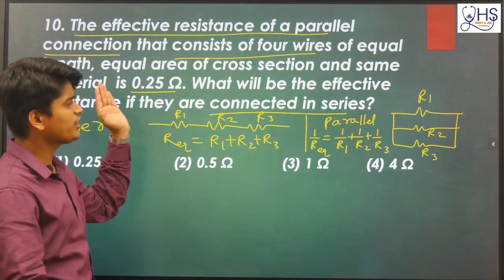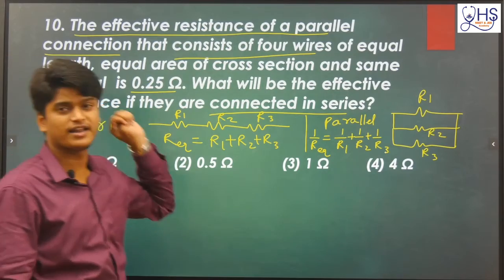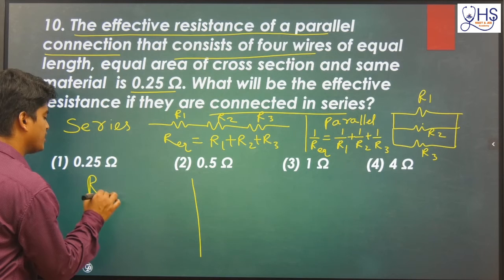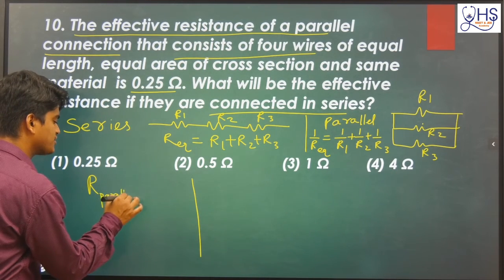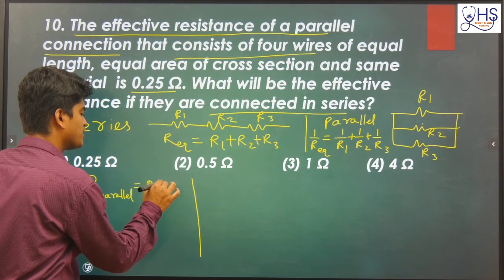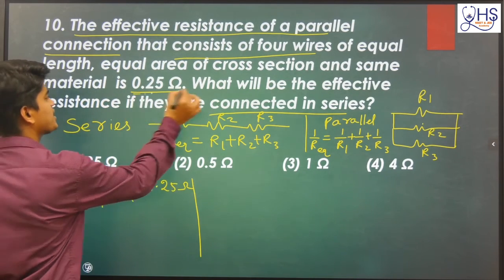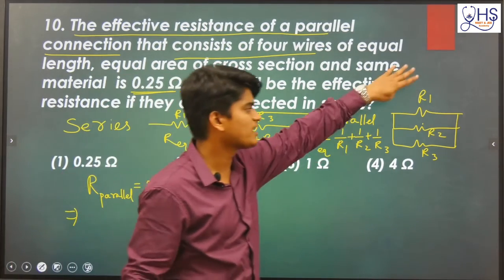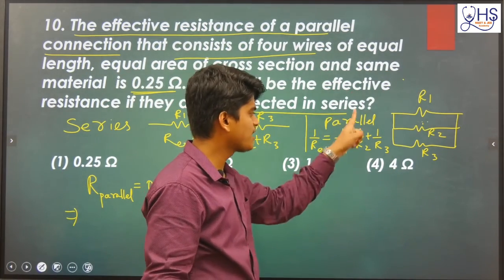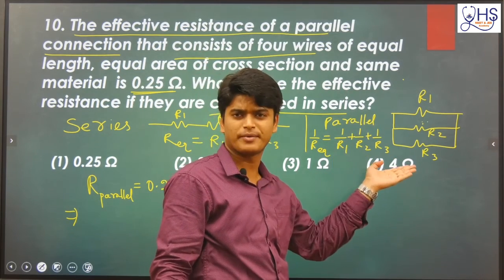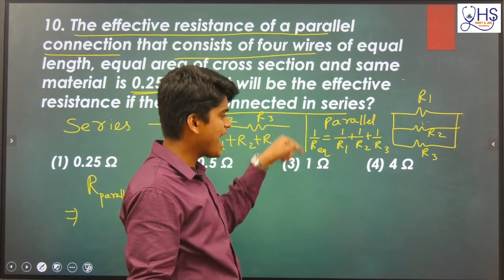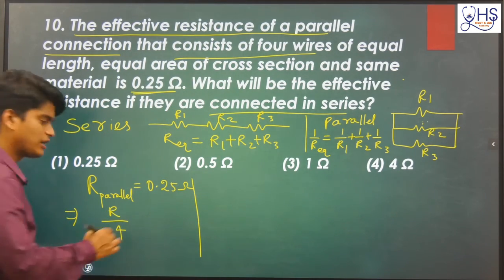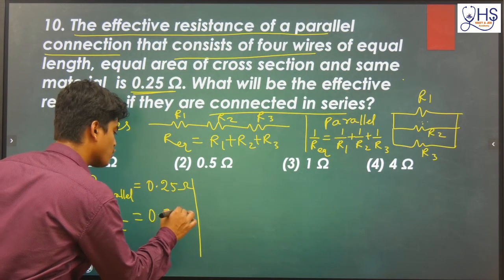But here, what they are telling is that all resistors are equal, and first they are connected in parallel. So in the first case, R parallel equivalent is given as 0.25 ohm. Now what is R parallel? If 4 equal resistors are there, 1, 2, 3, 4, then I have to write 1 by R plus 1 by R plus 1 by R plus again 1 by R, which will become 4 by R. And R equivalent will become nothing but R by 4. Now this is nothing but 0.25 ohm.